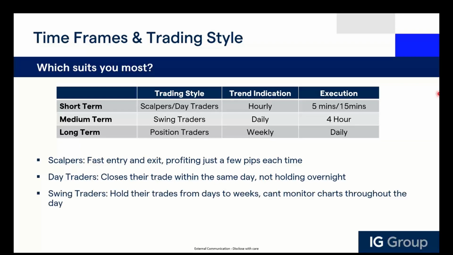Next, we have what we call the swing traders. Swing traders are kind of medium term. Potentially they are looking for certain trends in the daily chart, but they don't execute based on daily. They execute on a lower time frame, for example the hourly time frame or the 4-hour time frame. Swing traders are looking to hold their trades for longer, not like scalpers and day traders. It could be from days to weeks.